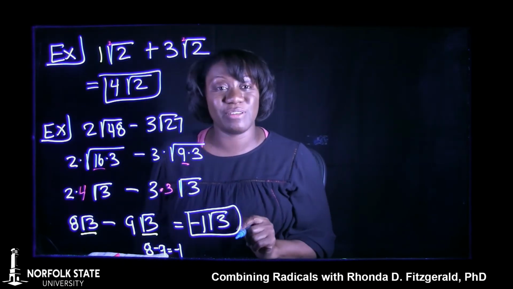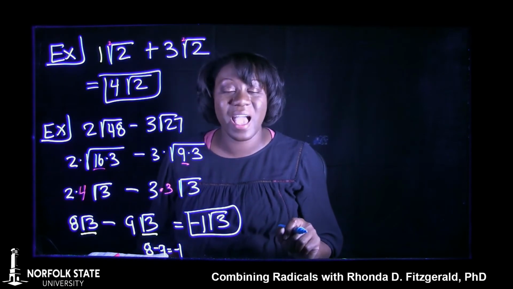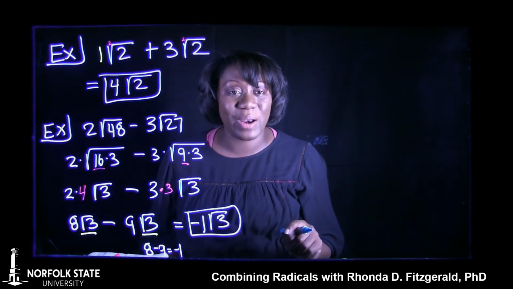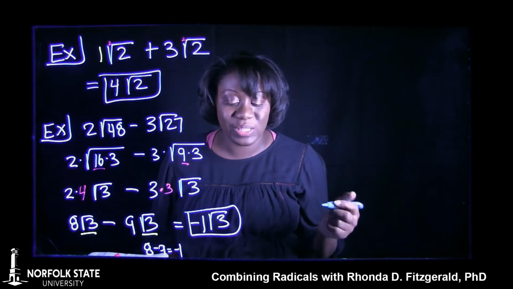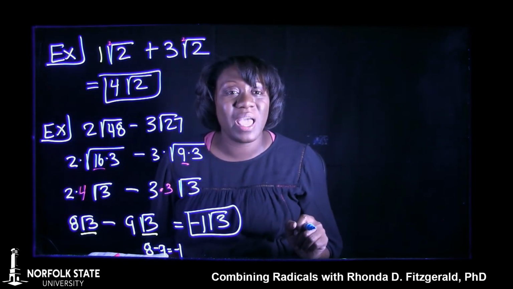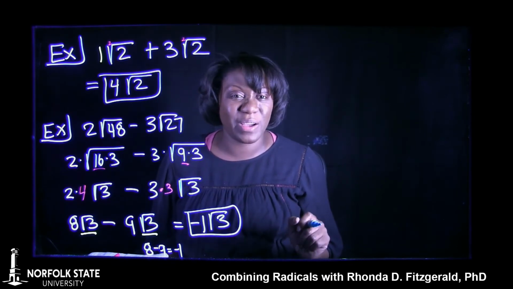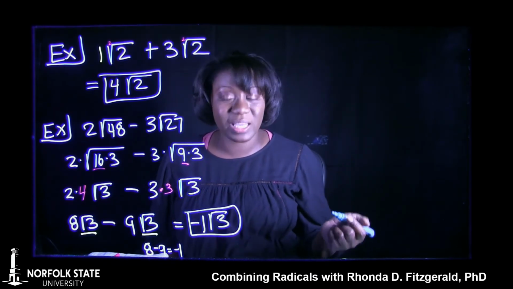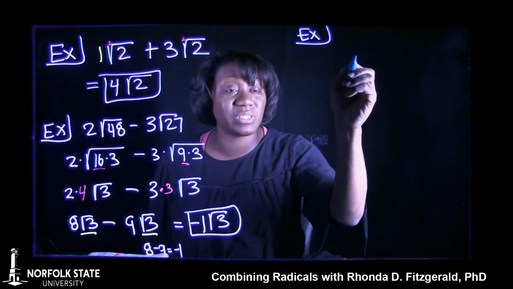And then square roots of 3. And that's how we simplify our radicals. So adding and subtracting or combining our radicals. So let's look at one example in which we actually have numbers and variables as well. So let's look at that. Let's look at an example with numbers and variables.